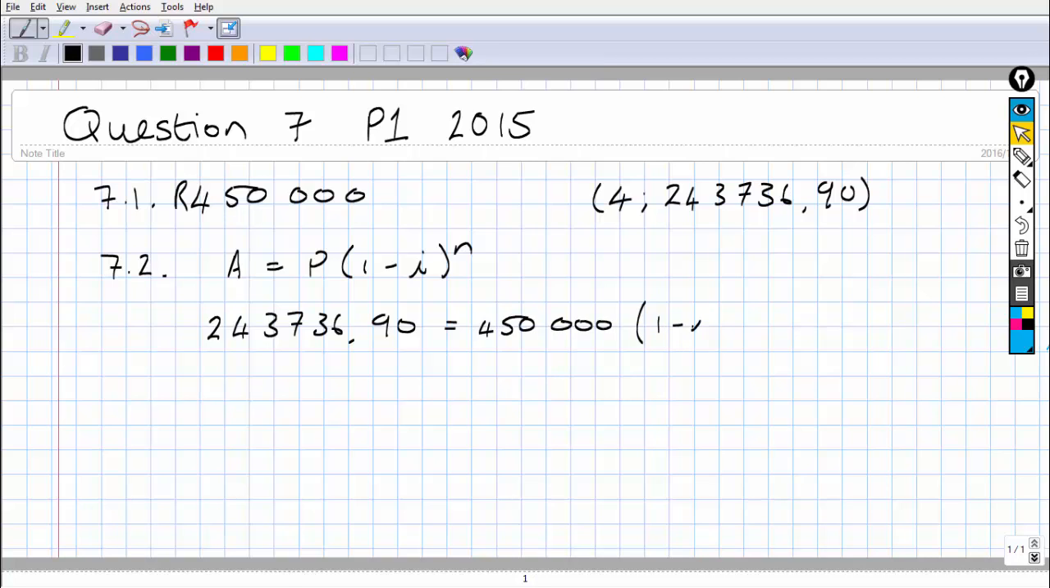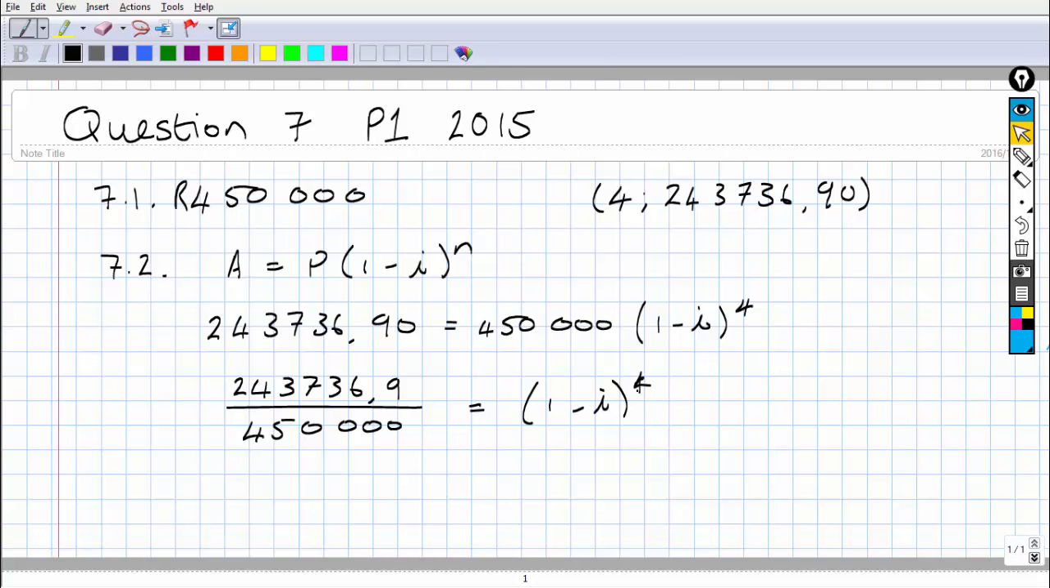1 minus our i value, and to the power of however many years. Okay, 4. And it's compounded yearly, so it's a yearly based thing, there's no months involved. We then say, well, 243736.9 divided by 450,000 is equal to, let's just do it the long way, (1 minus i) to the power of 4.